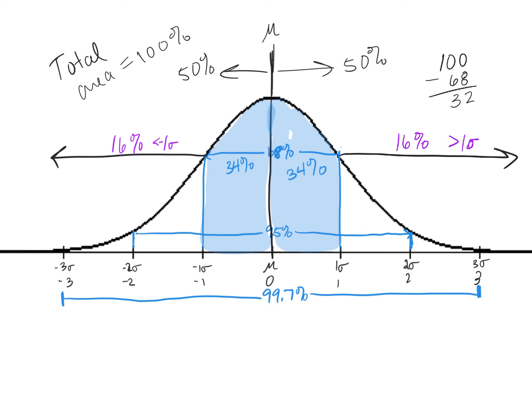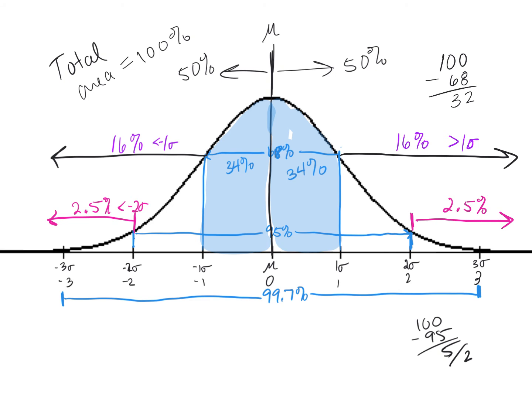And then the middle 95%, I can say from 2 standard deviations and below. 100 minus 95 is 5%. Divide that by 2, and we're going to get 2.5%. 2.5% is less than negative 2 standard deviations, and 2.5% is greater than 2 standard deviations. These are all approximate numbers. They're not exact.